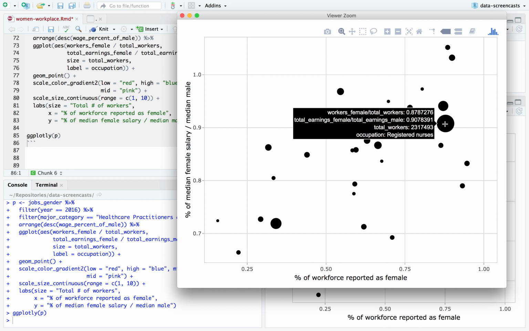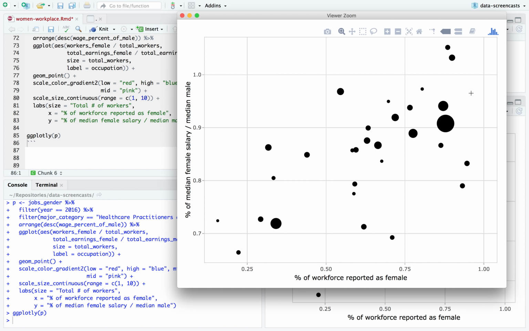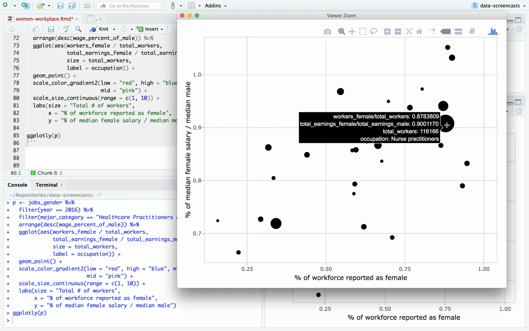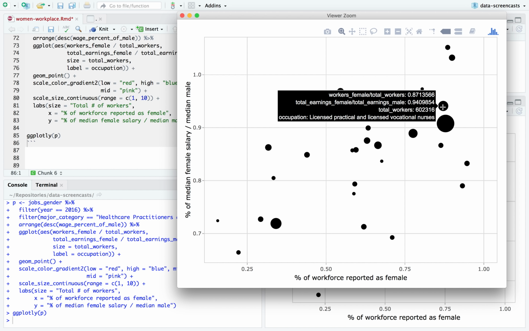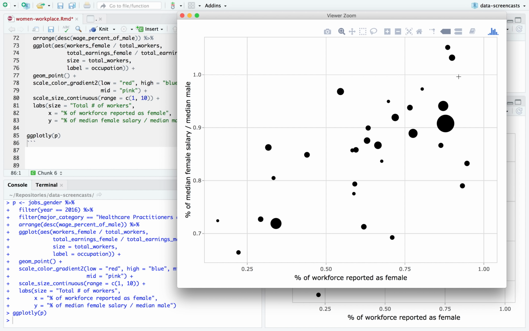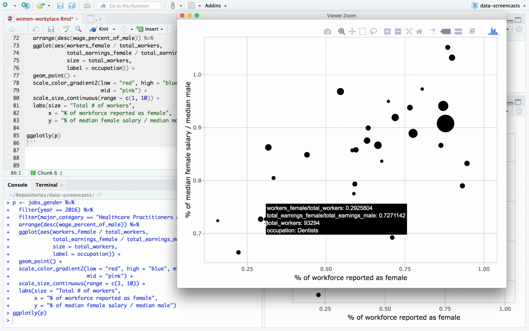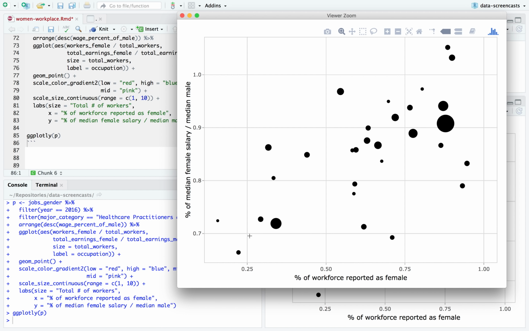So some of the jobs with the most people, so first of all, there is a general correlation. That is, we have jobs that are largely female, like registered nurses, licensed practical and licensed vocational nurses, jobs that are mostly female and have a smaller pay gap. There are also jobs that are mostly male, like physicians and surgeons, and dentists, chiropractors, that are both largely male, 25% reported female, and larger pay gap. So this correlation, like I said before, is probably a lot of what drives the gap.